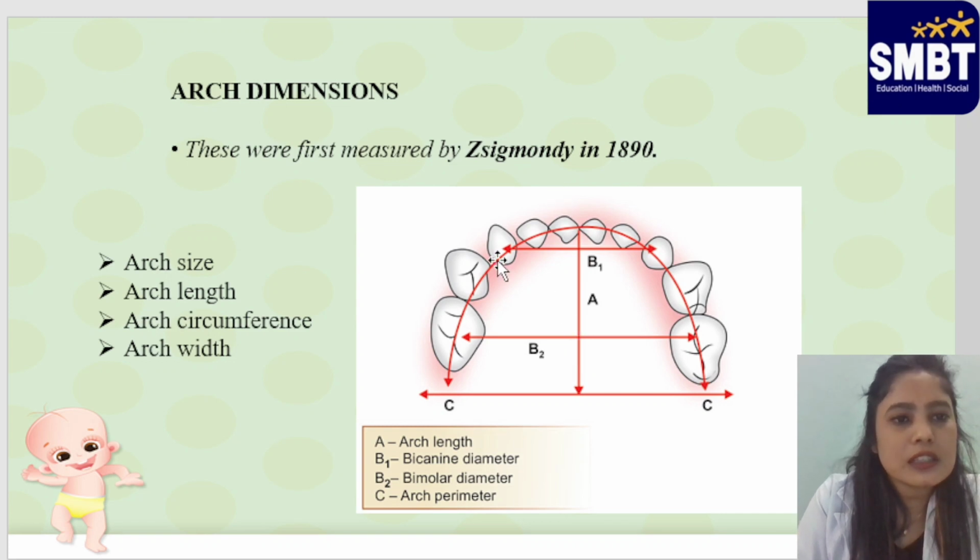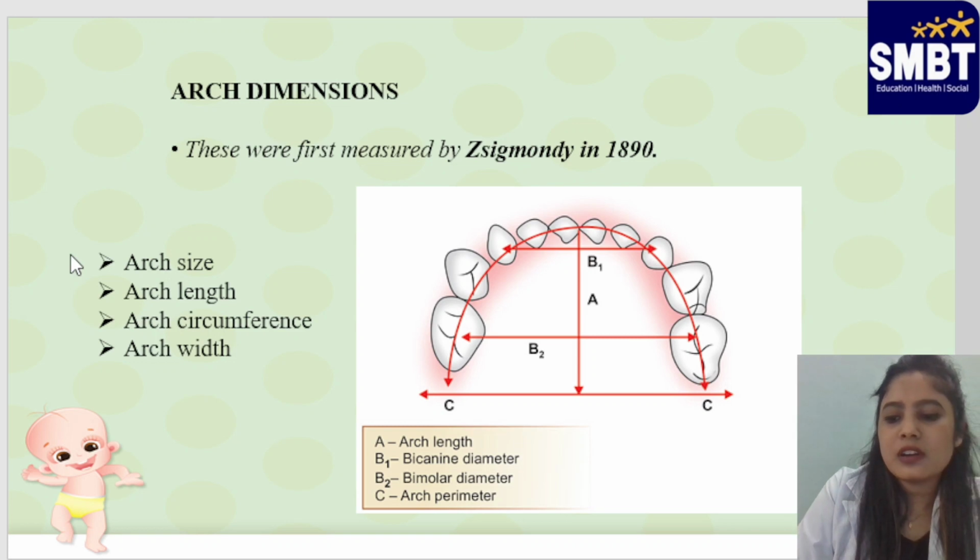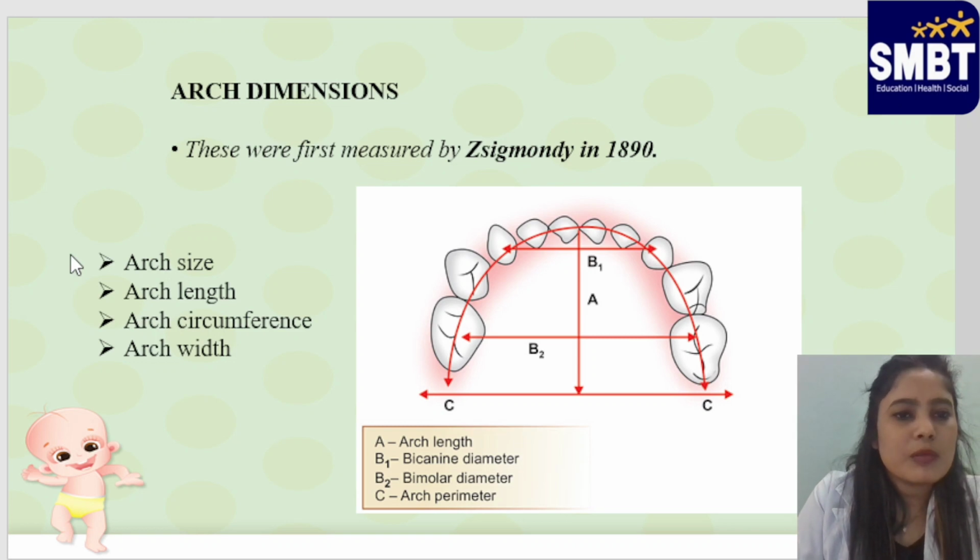Now what is the arch circumference? The line passing through the cusps of molars and canine and incisal edges of central incisors and lateral incisors of one side and crossing the other side, again covering the incisal edges and cusps of the canine and molars. This is what the arch circumference is. Now, this was all about the primary dentition.